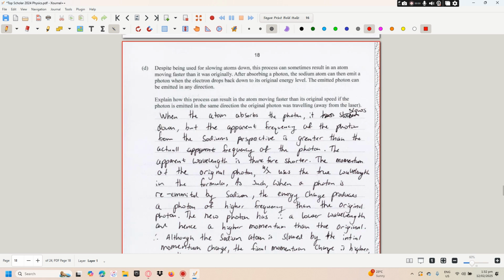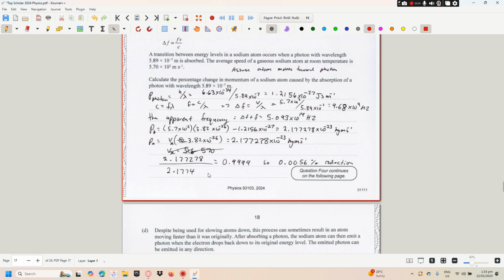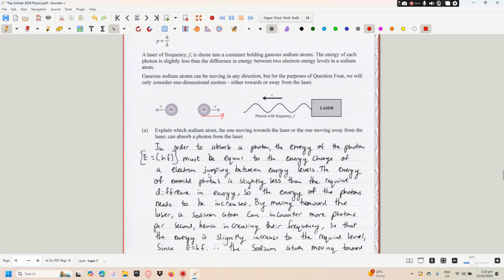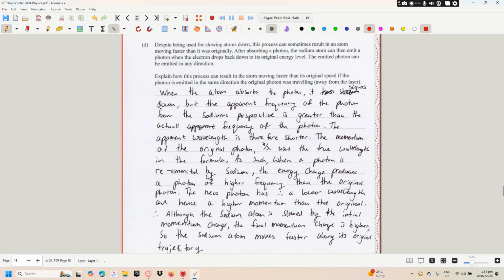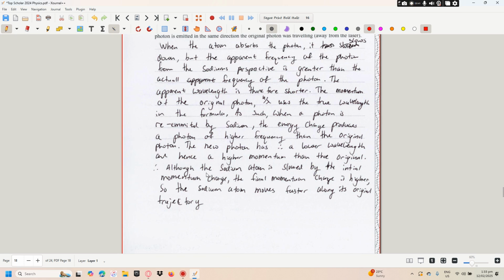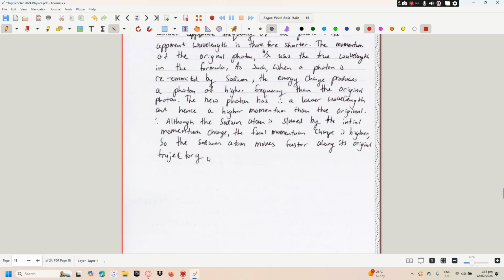So the new photon has a lower wavelength and hence a higher momentum than the original. It's lower wavelength, higher momentum. So the TLDR is, although the sodium atom is slowed down by the initial momentum change, the final momentum change is higher, so the sodium atom moves faster along its original trajectory. And I scored an 8 for that.